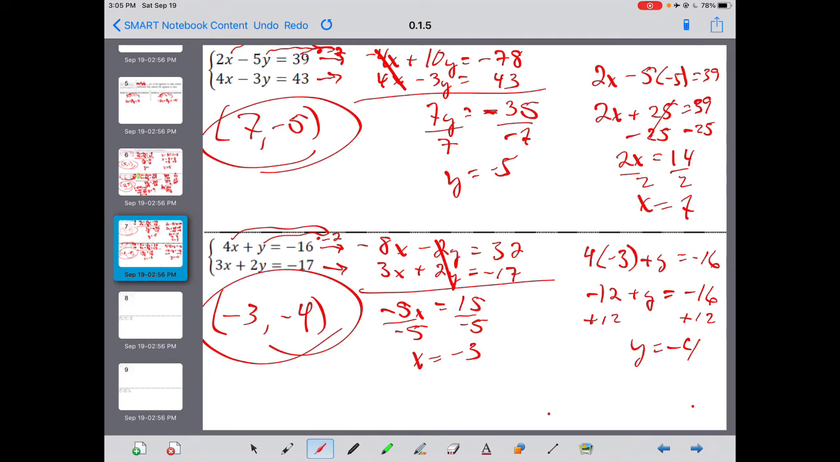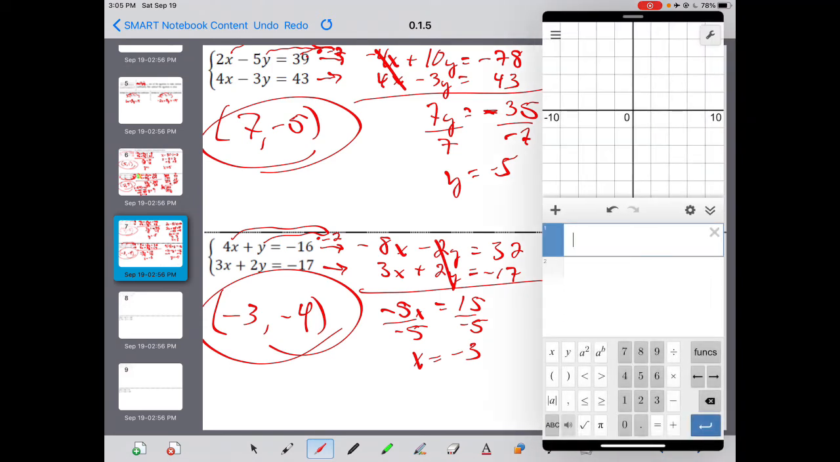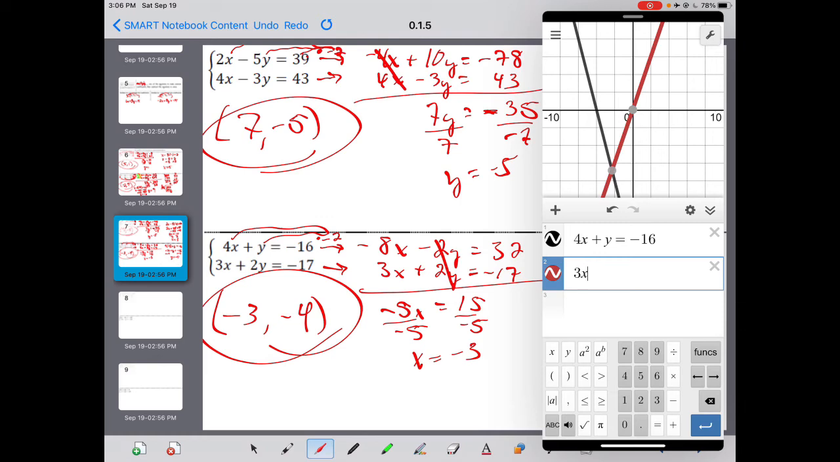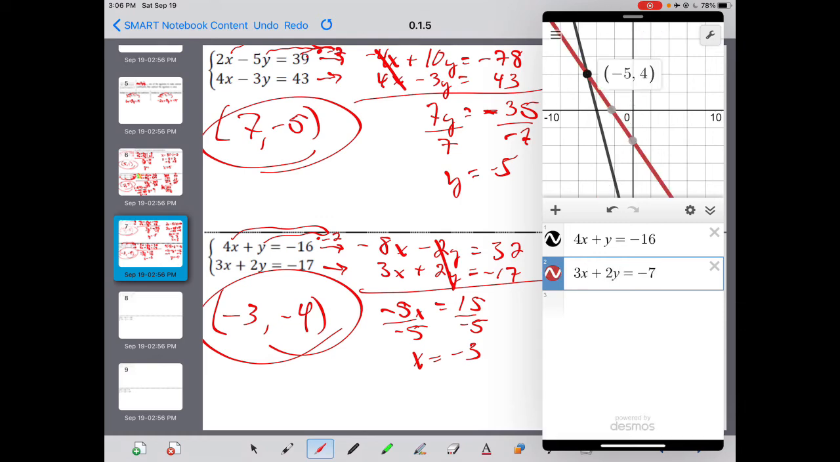Mr. Maggie, do I have to show all your work? Yeah, you have to show all your work. Now, what you can do is check your work. And I do want you to practice this way because you have to do it algebraically when we get to 3 variables in the next section. But you can check your work with 2 variables. All we have to do is do 4x plus y equals negative 16, and 3x plus 2y equals negative 17.